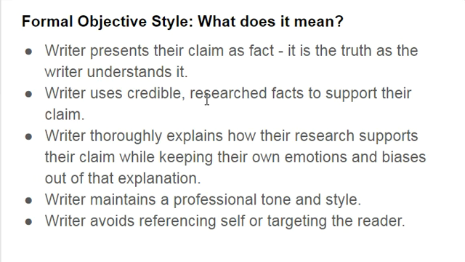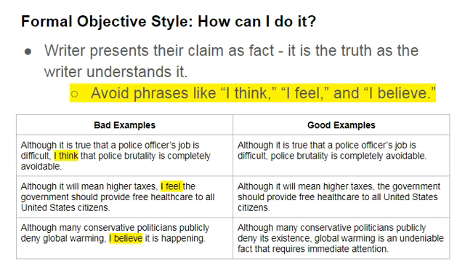The writer uses credible, researched facts to support their claim. The writer thoroughly explains how their research supports their claim while keeping their own emotions and biases out of that explanation. The writer maintains a professional tone and style, and the writer avoids referencing their self or targeting the reader. Now, some of these might make sense to you and some of these might confuse you, but we'll break them down like always further as we go, one by one.